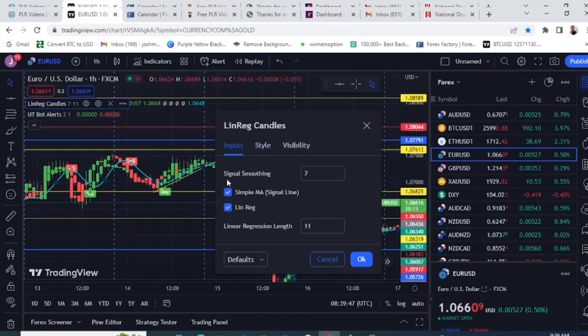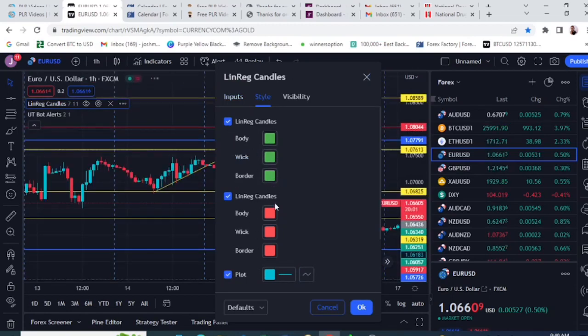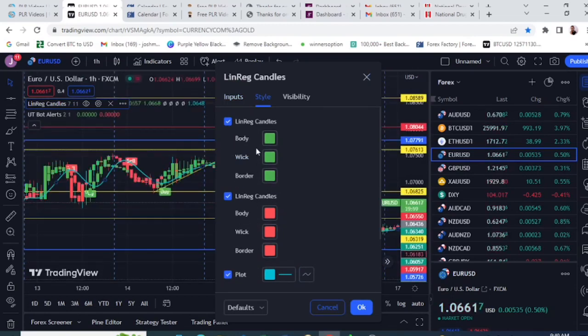regression candle, under signal smoothing put 7, and then make sure that all of this is ticked. Under linear regression length put 11, and then go on to style. You can see that we have these colors. If you want to change the color, fine, but I'm just fine with this. This is for uptrend and downtrend candles, and then when you do that, you click on OK.